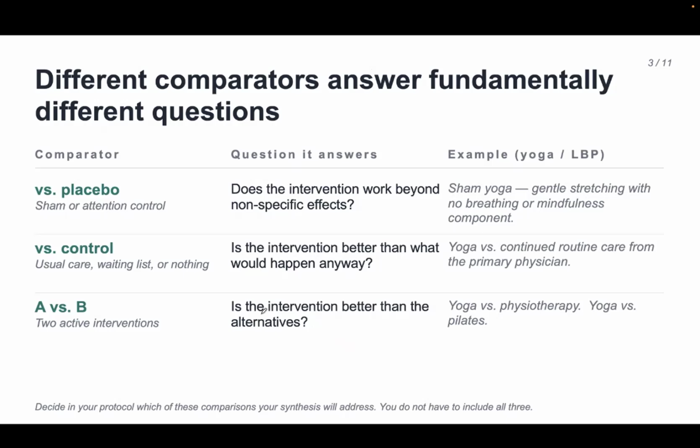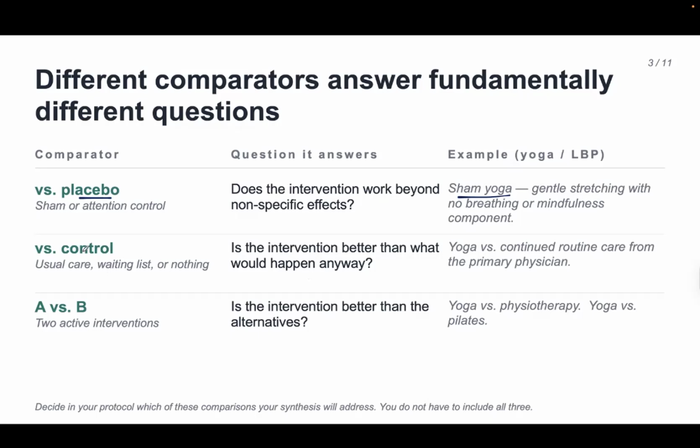Let us talk about comparators. There are essentially 3 types of comparators, and that's how I keep those comparators clear in my head. Number 1, placebo comparisons, where we compare our intervention against a dummy version of itself. For drugs, it is pretty straightforward. We can think of a bogus tablet or a glucose pill, but for yoga, it's hard. What is placebo for yoga? Some trials use sham yoga or attention control, gentle stretching with no breathing component, that kind of thing.